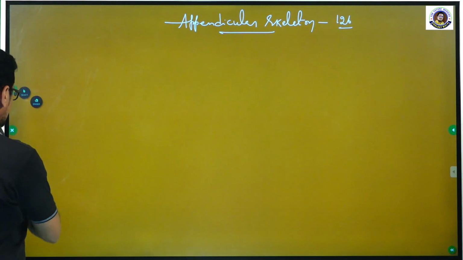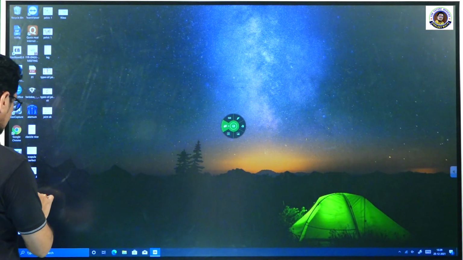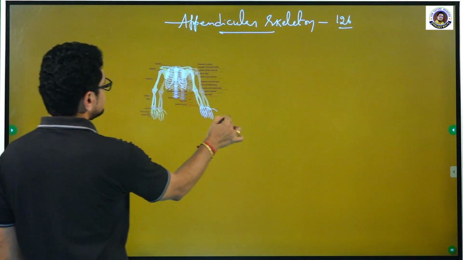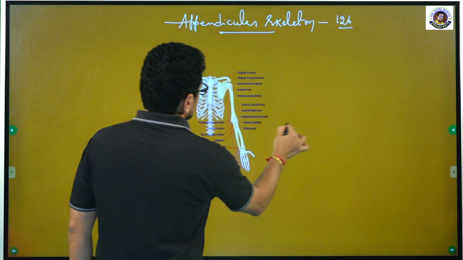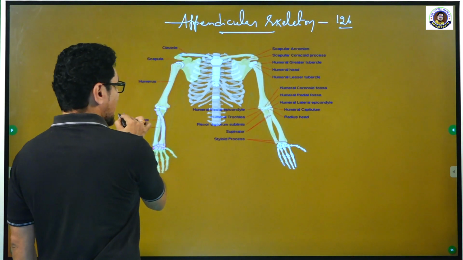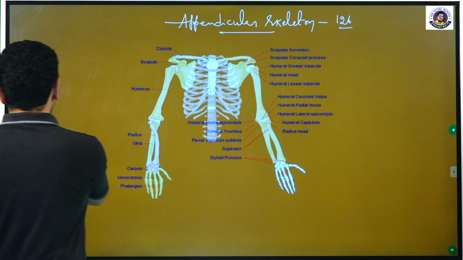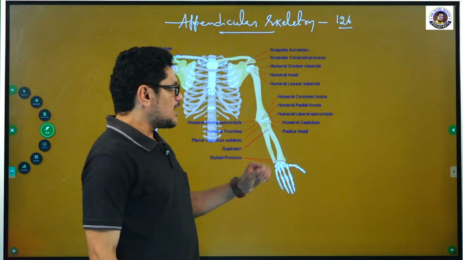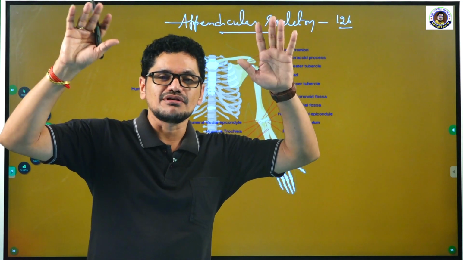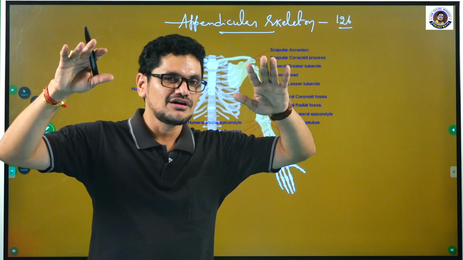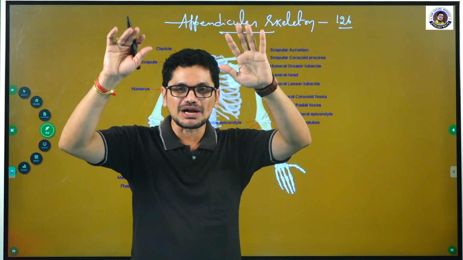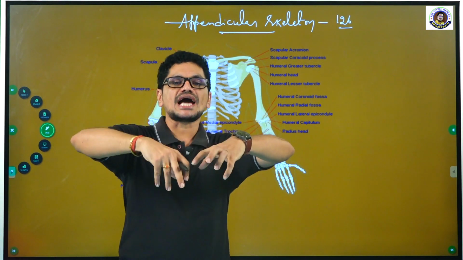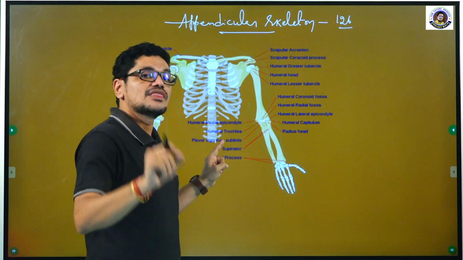I will show you a very nice image regarding the appendicular skeleton. See this one. In the appendicular skeleton, we have to discuss the bones which are attached to the axial skeleton. We have to begin with the limbs. You know how many limbs we have? We have 4 limbs. These 2 are upper limbs and these 2 are lower limbs. Total 4 limbs are present, and the limbs attach to the axial skeleton with the help of the girdles.